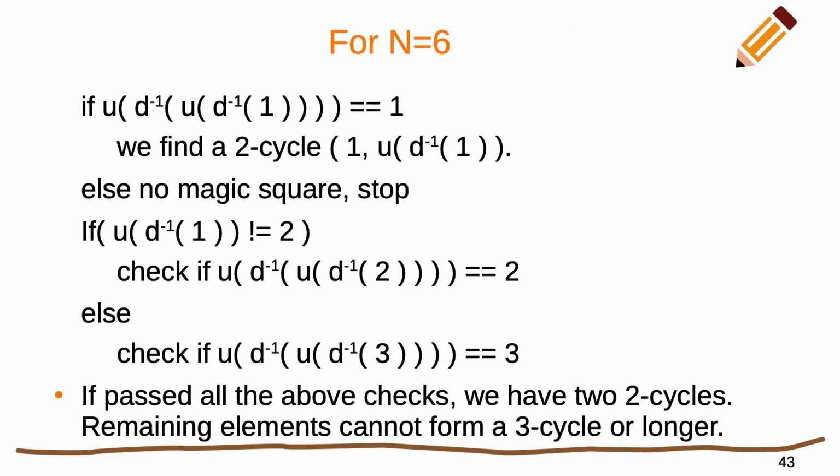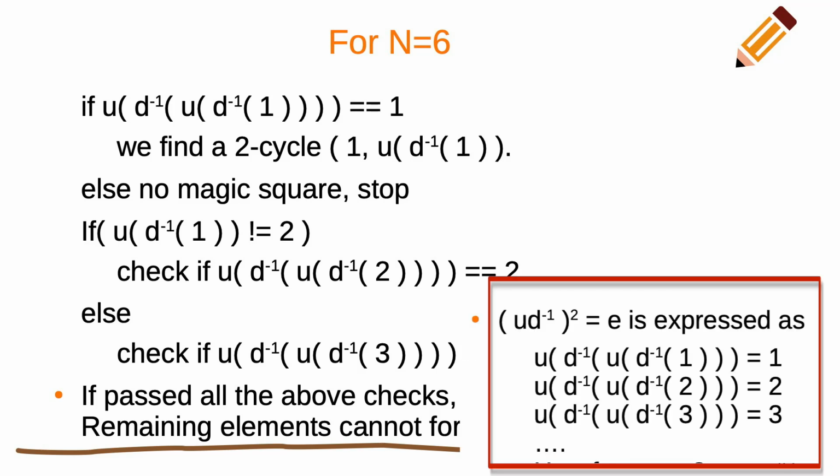The discussion so far applies to arbitrary order n. Now let us see how we can tune the program for the concrete case of order 6. As we saw earlier, the criterion for magic squares has this form. A bit surprisingly, in the case of order 6, it is sufficient to check only two of these equations to determine the existence of magic squares.